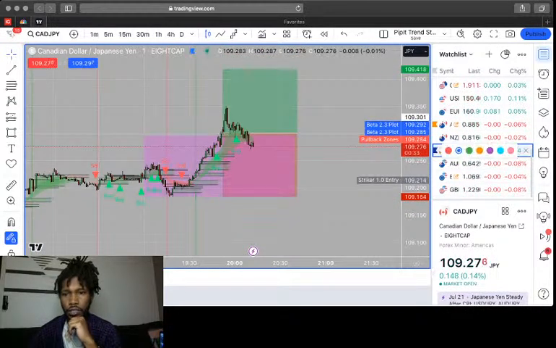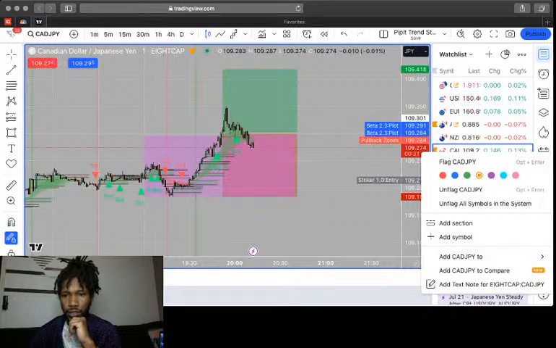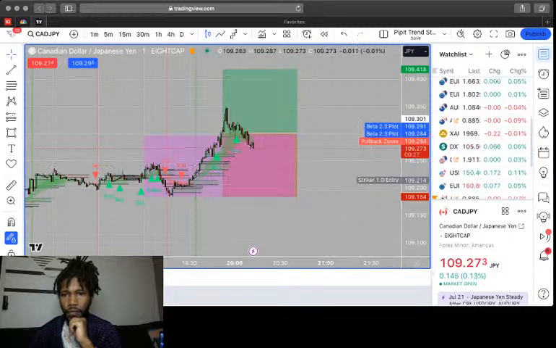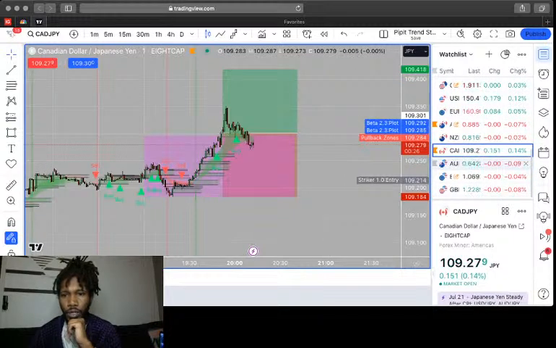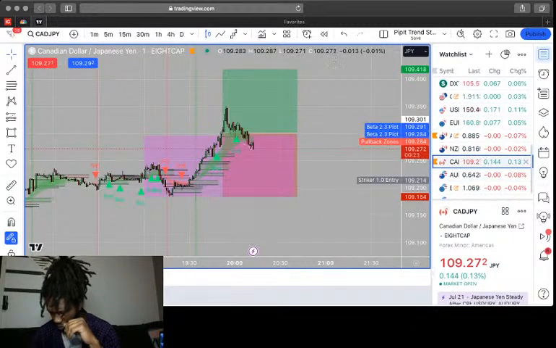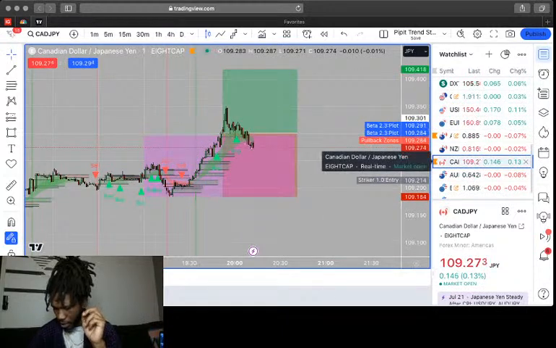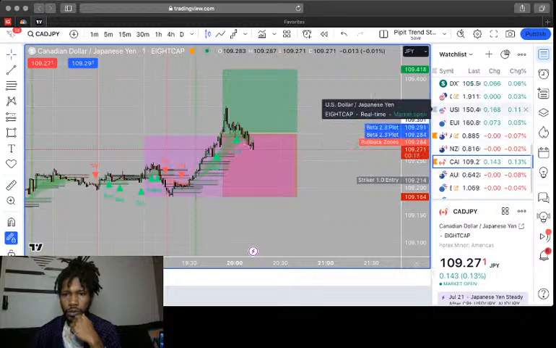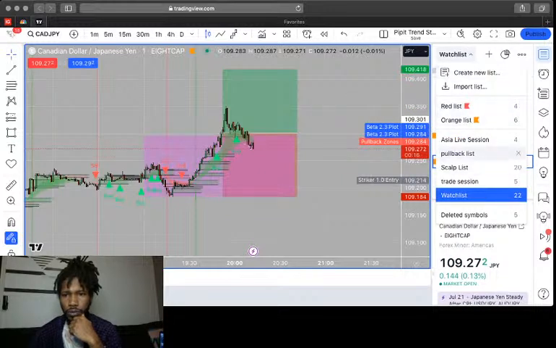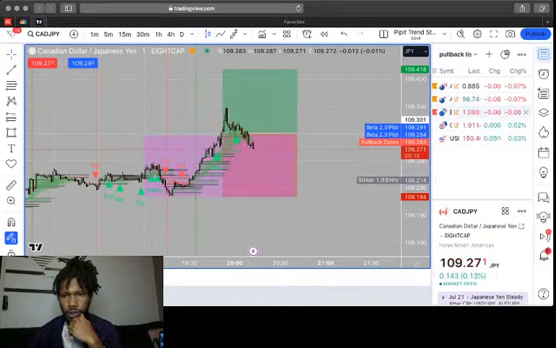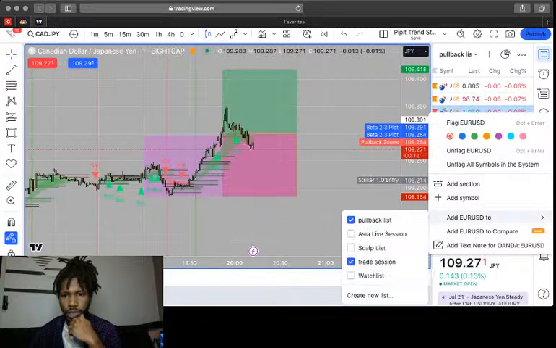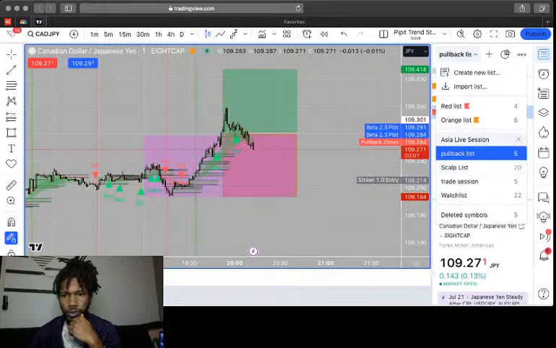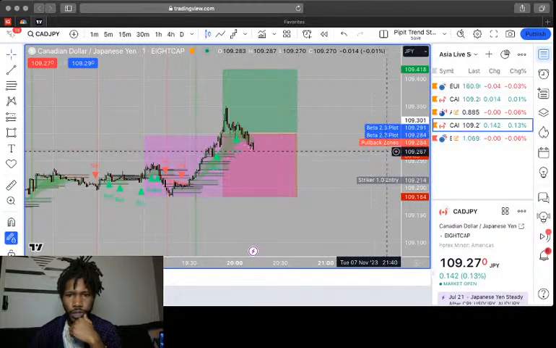Let me change the color on this and then add this to the Asia session, so we're not going back and forth. Got to be a little bit more organized, right? So we have, and then we have EU. Okay, then we have EU. So let's go over here to the pullback list. EU. Can add EU to the Asia live session. Then go to Asia live session. Boom. Now we're more organized.